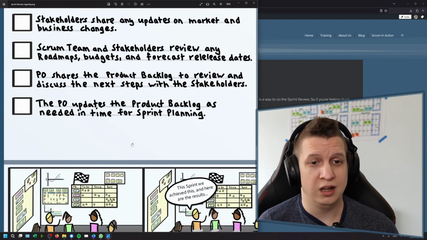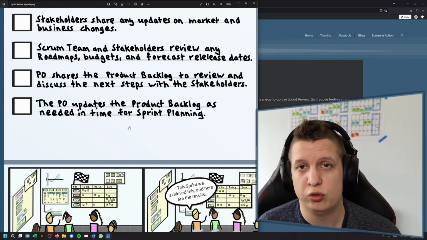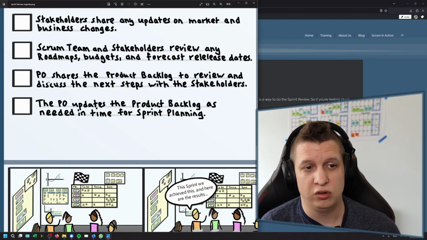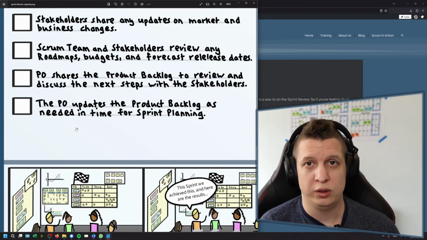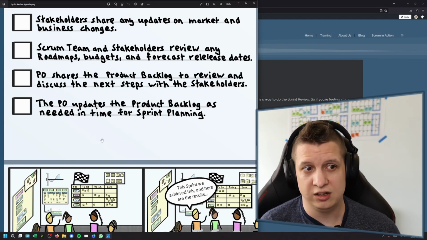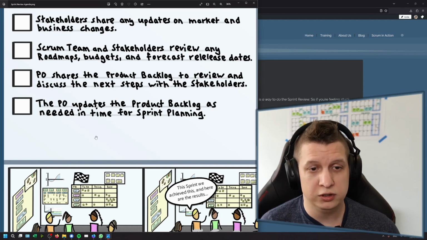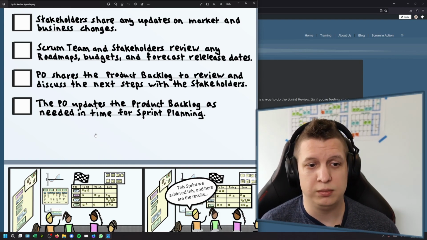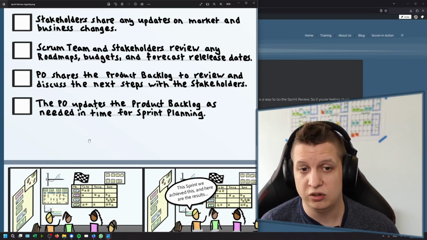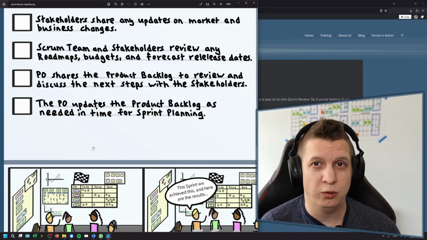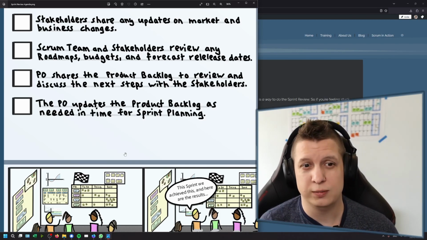The product owner then updates the product backlog as needed in time for sprint planning. Now, ideally, this is of course done within the sprint review, although most of the product owners I've worked with have just not had the time to do it within the sprint review. However, I would expect them to have taken notes and be ready to get that done in time for sprint planning, because by the time we get to sprint planning, we want to know what we're doing, right? Because that's what we're talking about in that event.